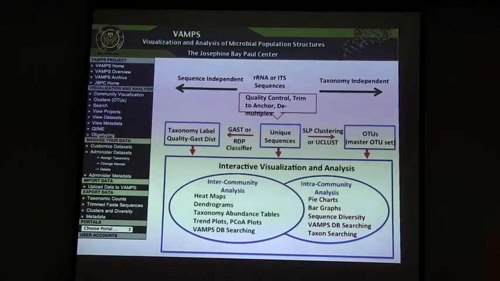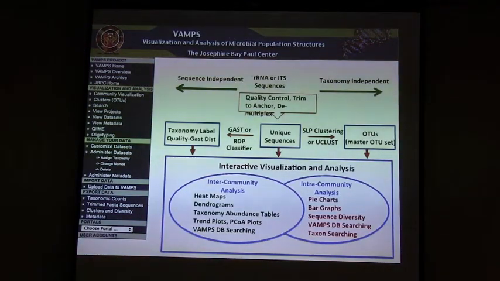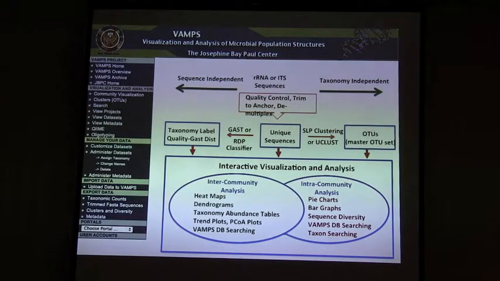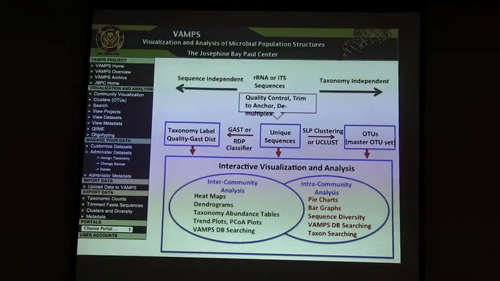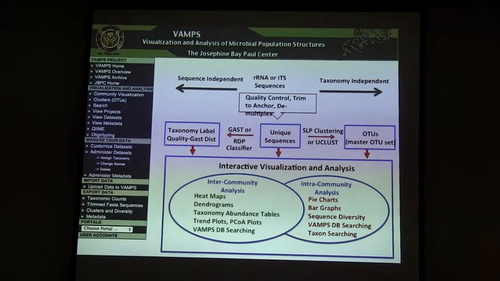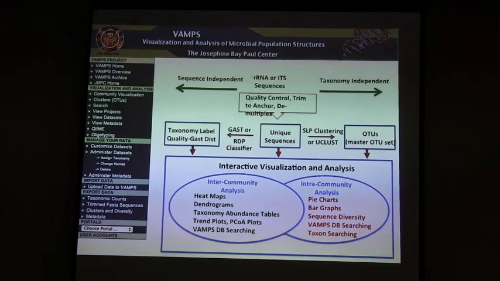And this is a schematic that describes the way VAMPS operates. VAMPS can operate in a taxonomy-dependent or a sequence-independent fashion. What I mean by that is you can work just on the basis of taxonomy, or you can work on the basis of operational taxonomic units, or clustering of sequences. So this is really a common thread between VAMPS and QIIME. We just do it differently.